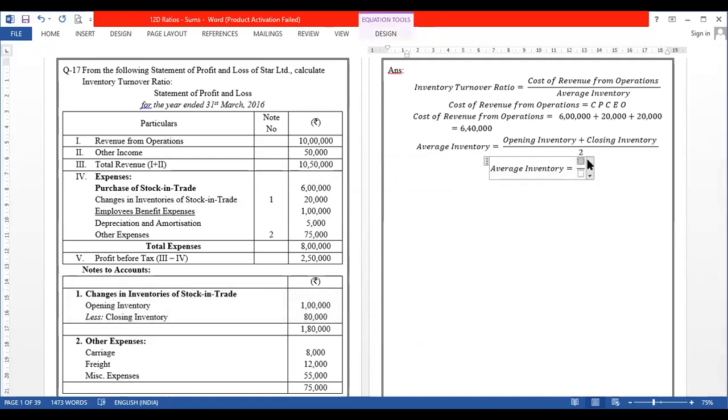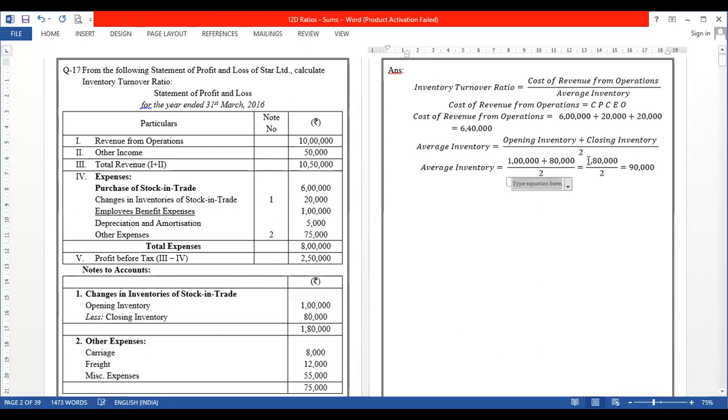So let me write over there 1 lakh plus 80,000 to be divided by 2. So this is going to be 1 lakh 80,000 to be divided by 2. So the answer is 90,000. This is how I have calculated the average inventory, and you all are supposed to do it like this itself.